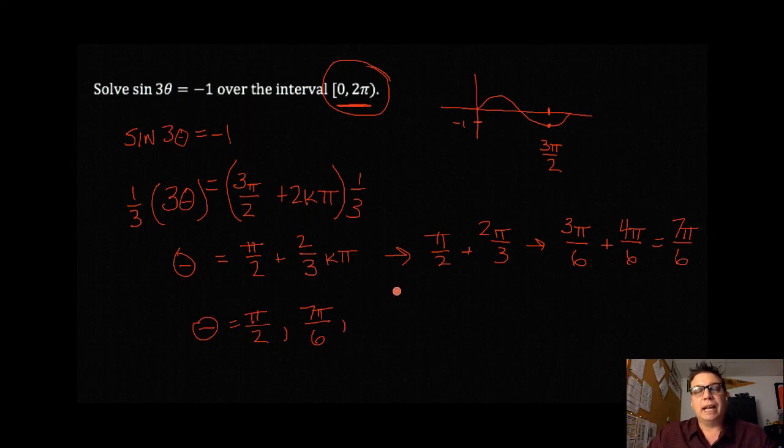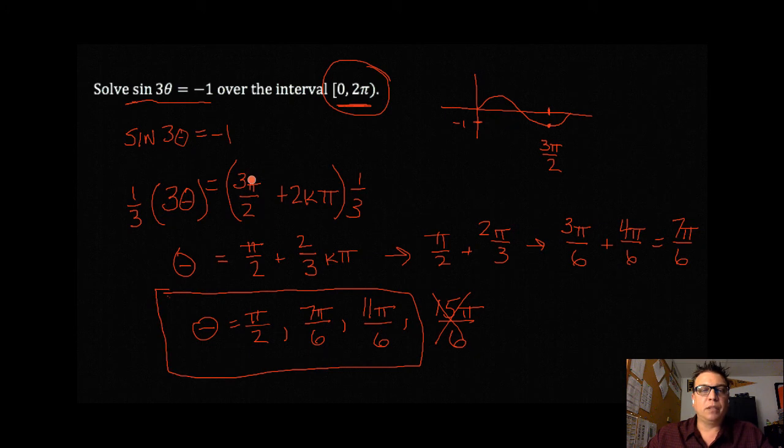And now I have to again add another 2 pi over 3 until I get outside the window of 2 pi. So if I add 4 pi over 6 to 7 pi over 6, I get 11 pi divided by 6. That's still within 2 pi, because remember 2 pi would be 12 pi over 6. If I decide to add 4 pi over 6 again, I'm at 15 pi over 6. But the problem is that is outside this window, so I don't have to worry about that. So then for this equation, the only values of theta that will make this equation true are pi over 2, 7 pi over 6, and 11 pi over 6.